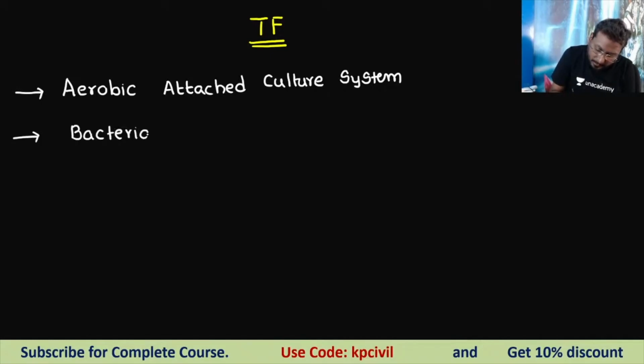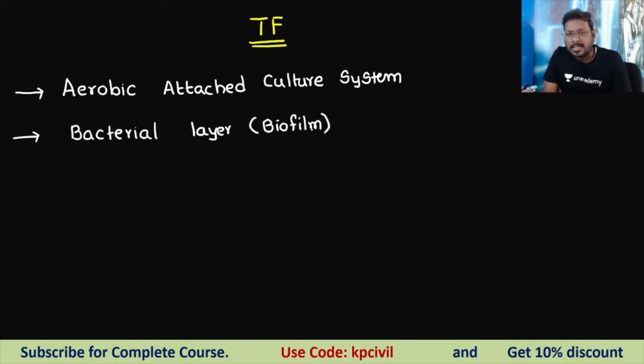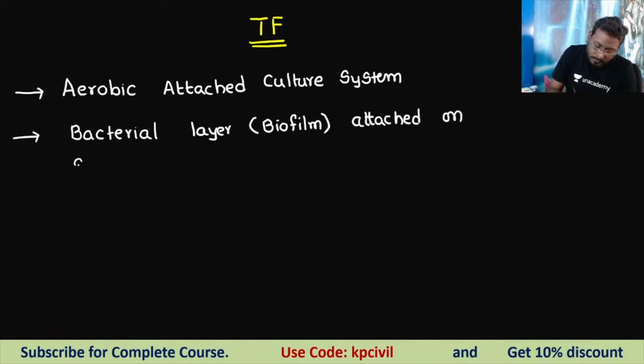Bacterial layer. What is the name of the bacterial layer? Biofilm. The bacterial layer which is named as biofilm is a bacterial layer attached on the surface of inert media.